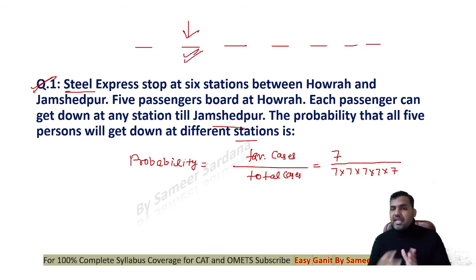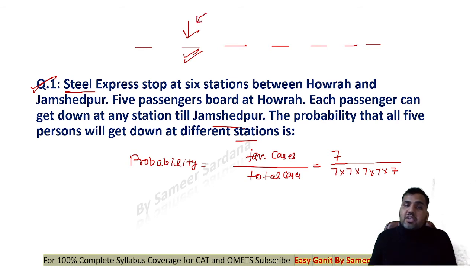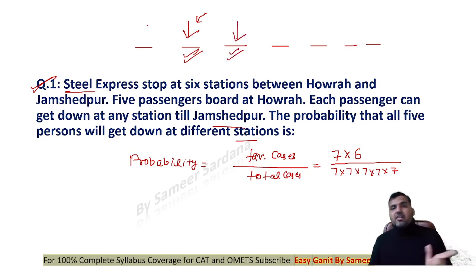Now this station has been used by a particular passenger. Now the second passenger who is trying to get down will not be able to get down at this station, but he can choose any of the rest of the 6. So the second passenger will have 6 options to select any of the stations, right? Let's say that the second passenger has selected this station to get down. Now this has also been used. Now for the third passenger we have only 5 options.